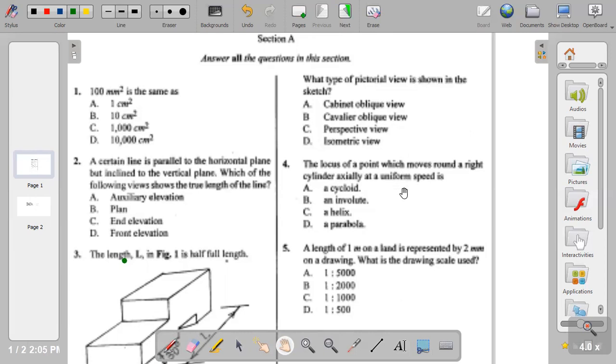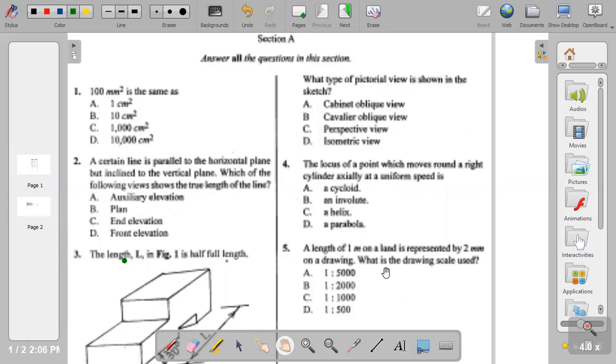Question 4. The locus of a point which moves round a right cylinder axially at a uniform speed is A, cycloid, B, involute, C, ellipse, D, parabola. The answer to question 4 is ellipse, because ellipse is the locus of a point which moves round a right cylinder axially at a uniform speed.